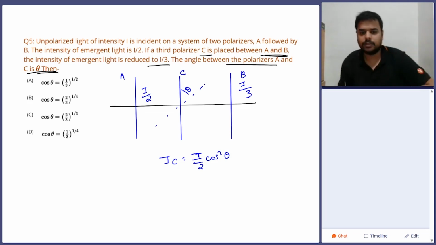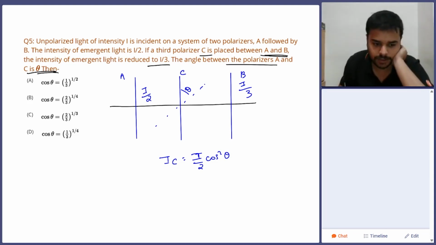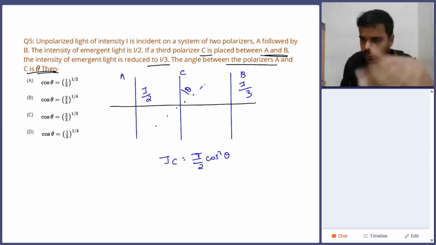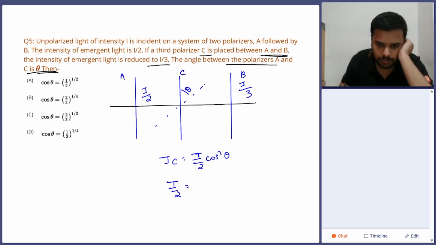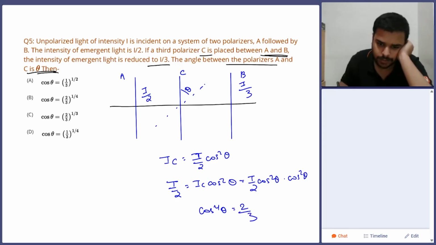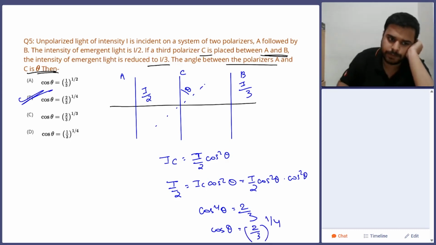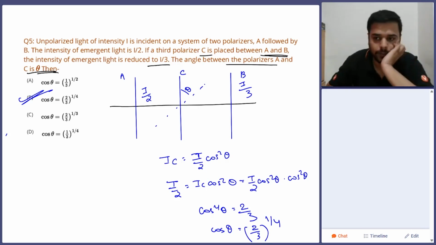After passing through polarizer B, the intensity becomes I by 3. The angle between C and B is also theta, as A is parallel to B. Since A and B are parallel, the angle between C and B is also the same. So I by 3 will be equal to IC cos square theta, which is equal to I by 2 cos square theta into cos square theta. So cos to the power 4 theta is equal to 2 by 3. So cos theta will be equal to 2 by 3 to the power 1 by 4. Option B. 2 by 3 to the power 1 by 4.